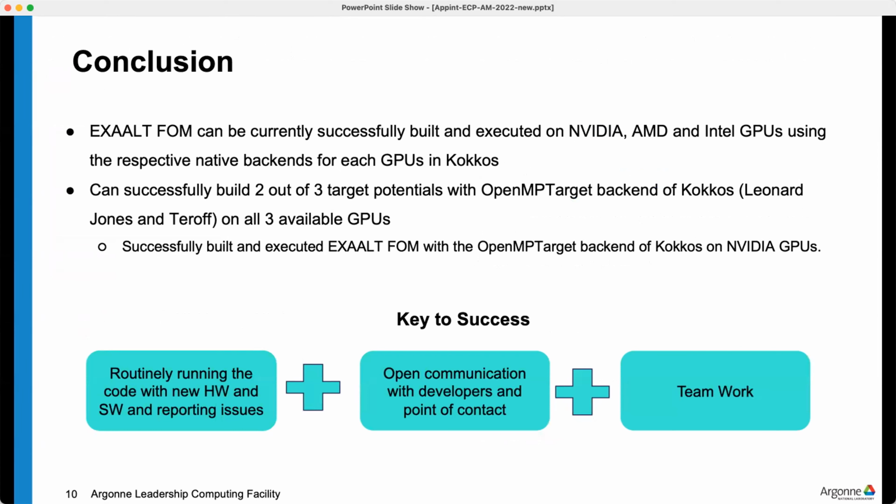So in conclusion, we want to say that the ExaLT FOM, at least, can be run on all the 3 GPUs, NVIDIA, AMD, and Intel, with the native backends. And because it is using Kokkos, it's a portable solution with no change to the code. Right? And the other potentials that we were considering, like 2 out of the 3 potentials that we are considering, can run with the OpenMP target backend on all the 3 GPUs. The SNAP potential can run on NVIDIA GPUs with the OpenMP target backend. Next slide, please.